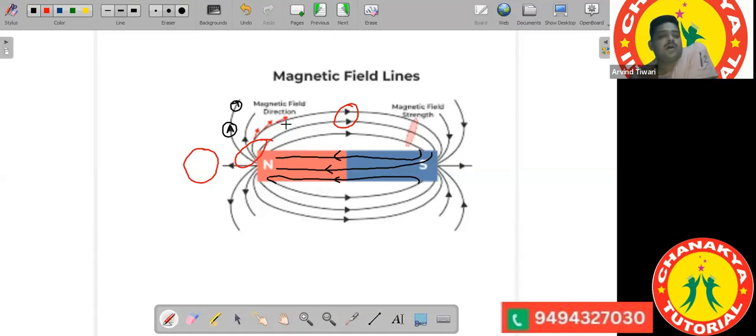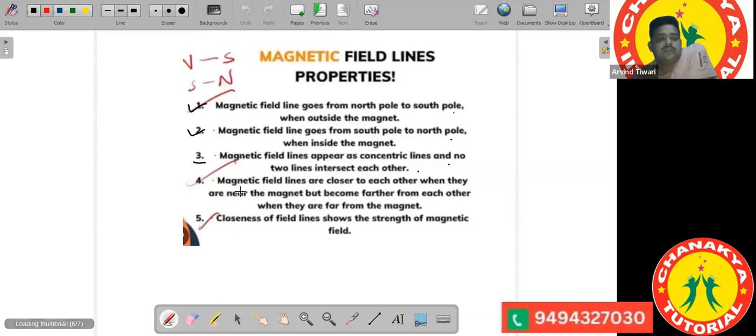So I hope you have understood about this point also. Magnetic field lines are closer to each other when they are near the magnet, but become farther from each other when they are far from the magnet. Then the last point says that closeness of the field lines shows the strength of magnetic field. Relative closeness of field lines shows strength of magnetic field.